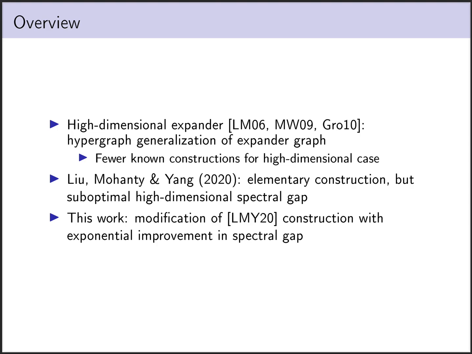This makes a construction by Lu, Mohanty, and Yang from 2020 very interesting, as they gave a very elementary construction, essentially consisting of a high-dimensional version of a tensor product, for high-dimensional expanders of all dimensions, but it did have a suboptimal high-dimensional spectral gap. So in this work, I'll introduce a modification of the LMY construction with an exponential improvement in the spectral gap in high dimensions.